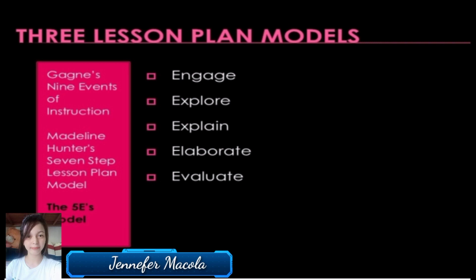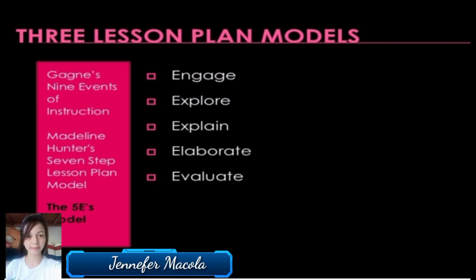Number 3, explain. Once they've explored, students attempt to explain what they have learned and experienced with help from the teacher. In this phase, teachers utilize video, computer software, or other aids to boost understanding.